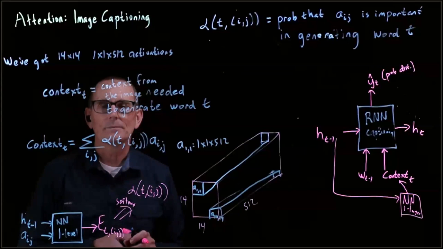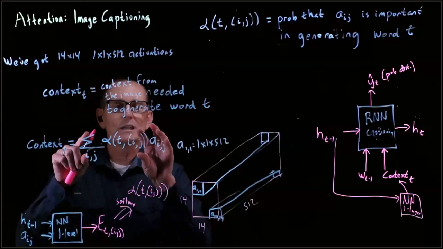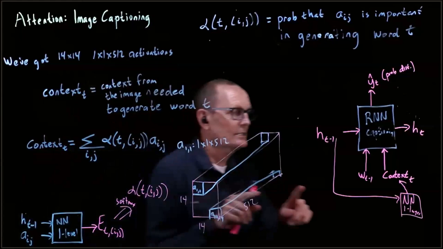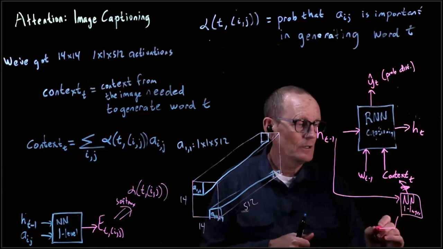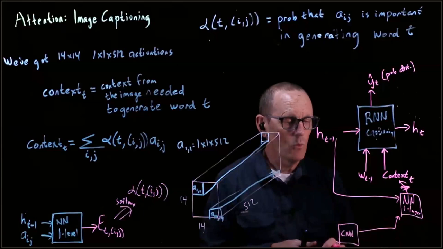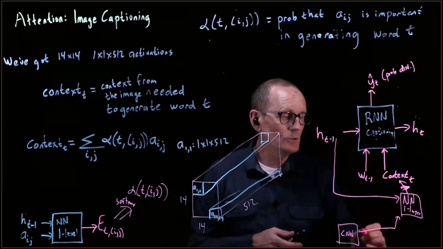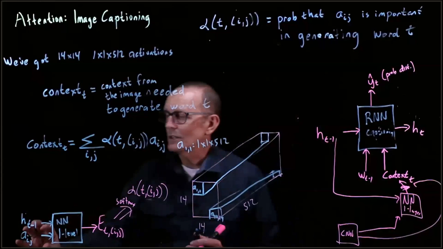Now we do our weighted sum, because we have these probabilities and we have these features. We do our weighted sum, that's our context, and that gets fed into here. So some stuff happens in here. Feeding into our neural network is basically our CNN, right? We've got one layer of the output from our CNN that's feeding into our neural network, and it also feeds into the calculation of context t.